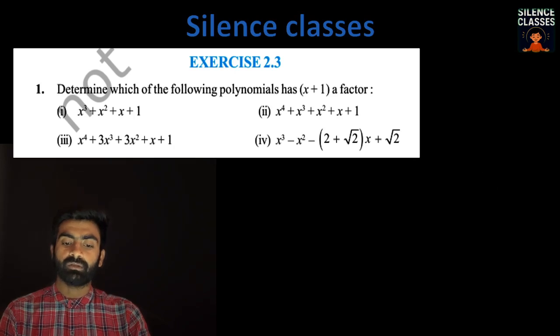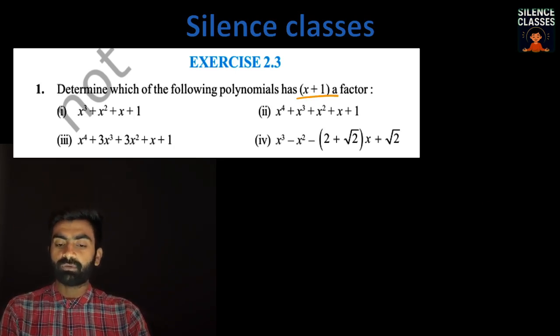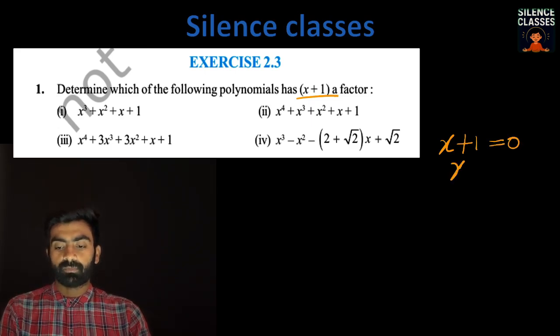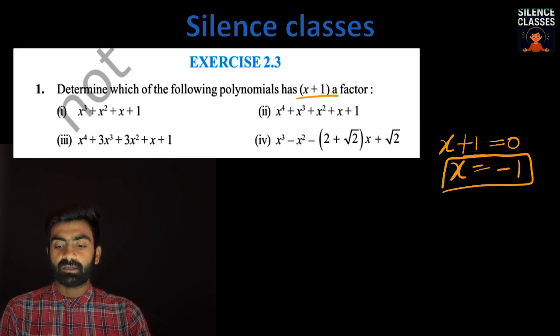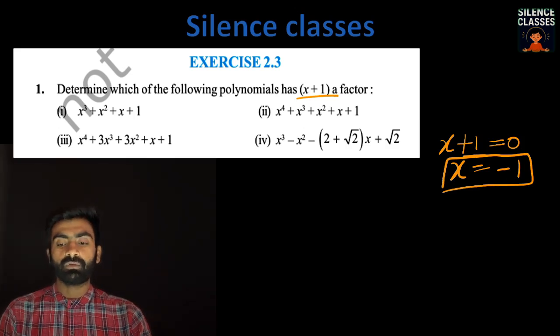But now over here it is given that x plus 1 is a factor, so don't get confused. You just have to write x plus 1 equals 0. By this you get the value of x: send this plus 1 to the right hand side, and you will get minus 1. So we got x is equal to minus 1. Now by putting the value of x in these polynomials, we can find out whether this is a factor of the polynomial or not.